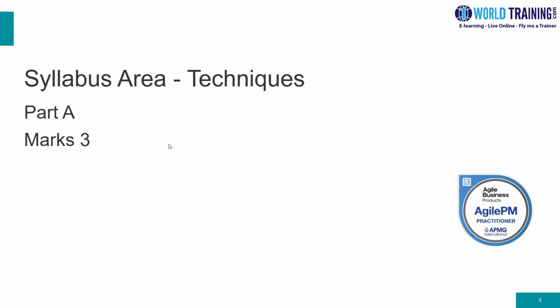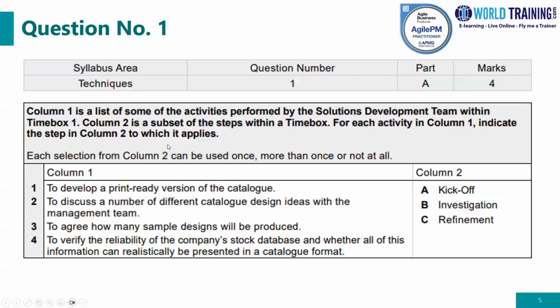Part A of the question carries 3 marks. So this is one type of question you would be asked. You would be given a couple of columns. Column 1 would be a list of some of the activities performed by a particular team. In this particular case, it's a solution development team within time box 1. Column 2 is a subset of steps within a time box. So for each activity in column 1, indicate the step in column 2 to which it is applied.